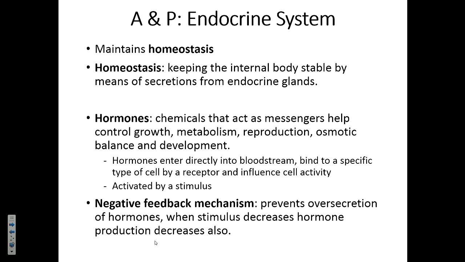And a couple of the mechanisms that are part of that are called negative feedback and positive feedback. So negative feedback is essentially the way that your body prevents oversecretion. So you don't want to let out too many hormones, otherwise it's going to create an imbalance. You have to be able to regulate this secretion as well. So when a stimulus in your body goes down, the hormone production is also going to decrease. That is what negative feedback is defined as.